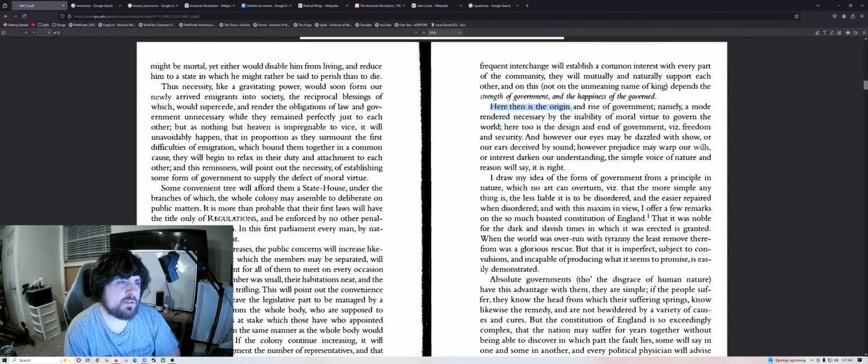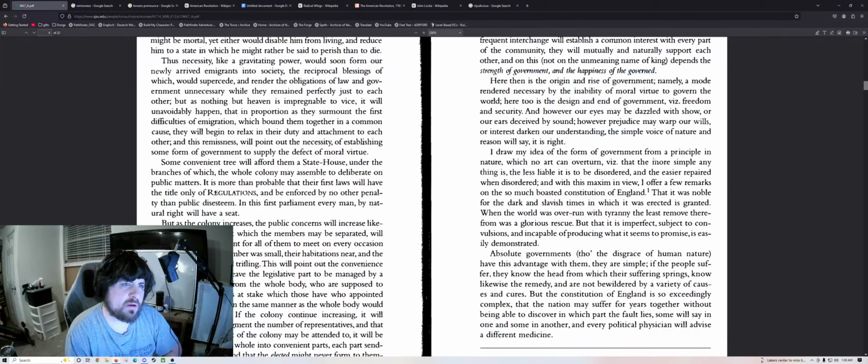Here then is the origin and rise of government, namely a mode rendered necessary by the inability of moral virtue to govern the world. Here too is the design and end of government, viz. freedom and security. I don't know what this abbreviation is. And however our eyes may be dazzled with show or our ears deceived by sound, however prejudice may warp our wills or interest darken our understanding, the simple voice of nature and reason will say, it is right.